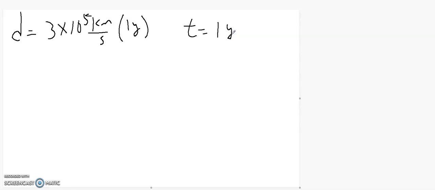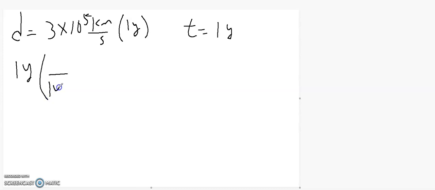But we need the seconds to cancel. This seconds has to cancel, so what we have to do is convert 1 year into seconds. The nice part about this is we'll be able to do some conversions. You could have any number here, like 5 years, but we're just doing 1 year because we're talking about a light year.